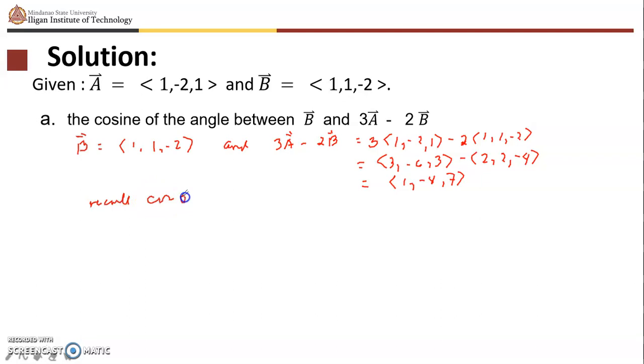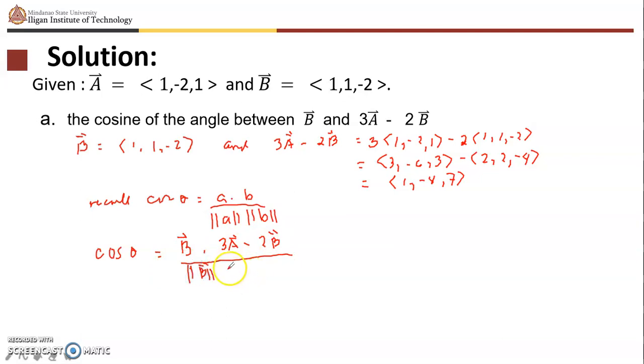Meaning to say, if you recall the formula for cosine theta, that's equal to A dot B over the magnitude of A times the magnitude of B. But in this case, because you're asked to find the cosine of the angle between B and 3A minus 2B, then we should have cosine theta equals our vector B dot 3A minus 2B, all over the magnitude of B times the magnitude of 3A minus 2B.